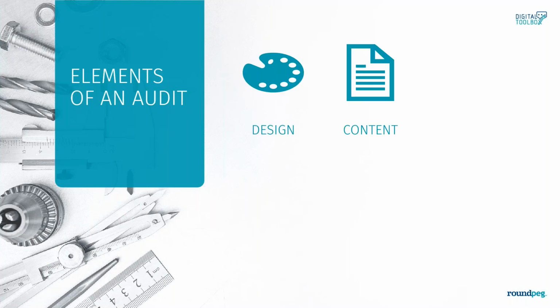When I talk about auditing a website, there are really 5 areas that we want to look at. We want to look at design, the kind of visual impact of your website. We want to look at the content, the words, the pictures, the video, the information that's available on the site.